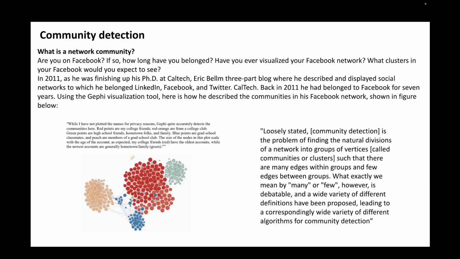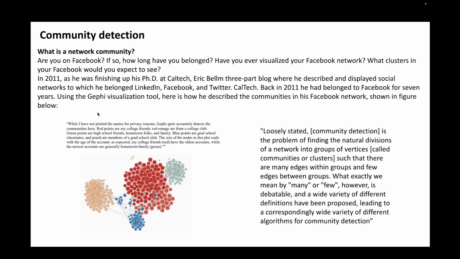This guy, Eric Bell, who was doing his PhD at Caltech, basically plotted his social networks from LinkedIn, Facebook, and Twitter. He described how communities arise or emerge from this particular set of networks, and how we can use these communities to make specific inferences about specific things.